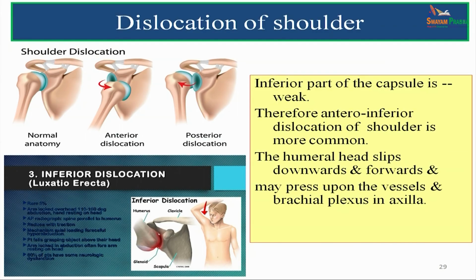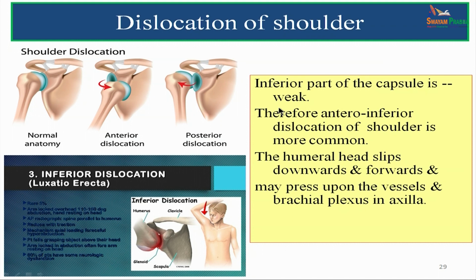Dislocation of shoulder. We saw in the earlier session that shoulder joint is a highly movable joint but at the expense of stability. So, since it is highly movable, its stability is compromised. It is one of the joints which goes in for dislocations easily. The inferior part of the capsule is weak because there is no muscular or ligamentous support along the inferior aspect of the shoulder joint. Therefore, anteroinferior dislocations of shoulder joint are common.